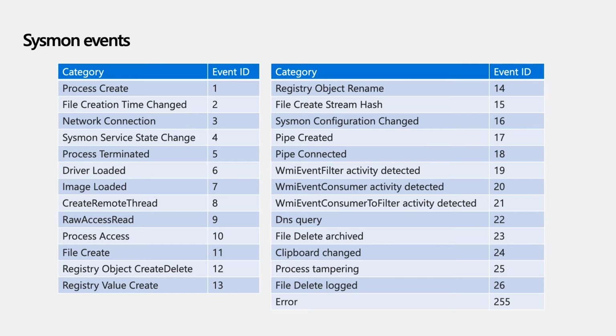Here's the list of all the events we support right now, 26 of them. We keep growing that list every time we find something useful that we can collect and filter. I think last time we made a presentation about Sysmon, we had about 18. Now we added WMI support, DNS query, file delete, archive or logged, clipboard monitoring, and process tampering, which is detecting things like process hollowing. Later in the presentation, I'm going to show you some examples of how you can use some of those events for hunting, and what kind of things you should look for.